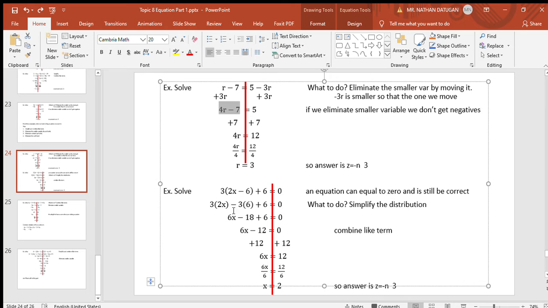Hence we're going to be left with r is equal to 12 divided by 4, which is 3. So your answer is r is equal to 3.